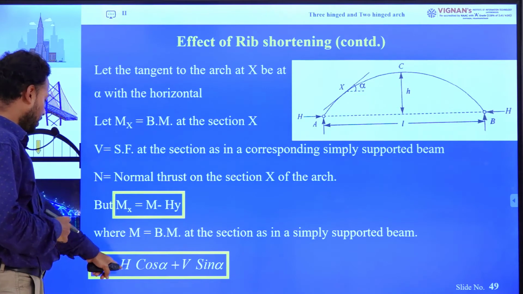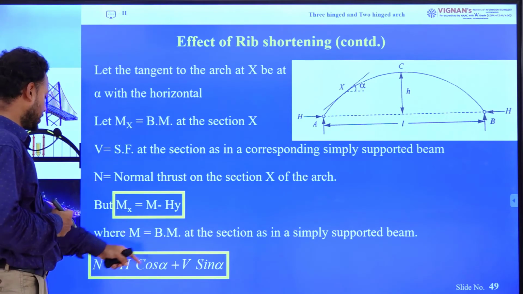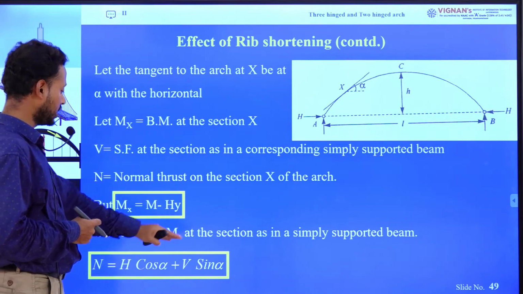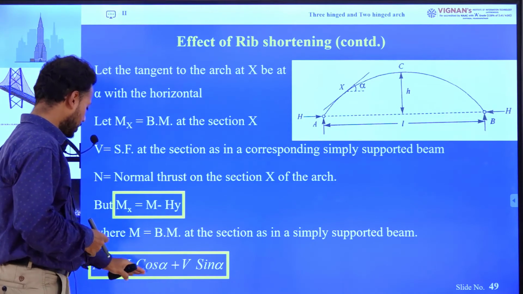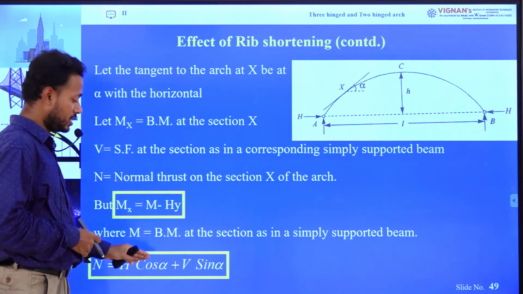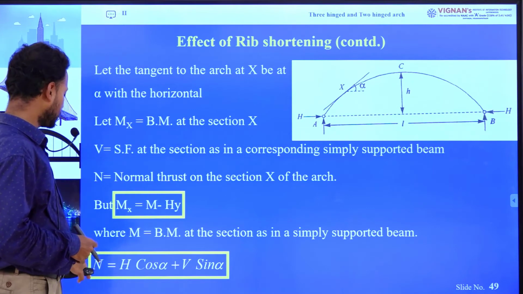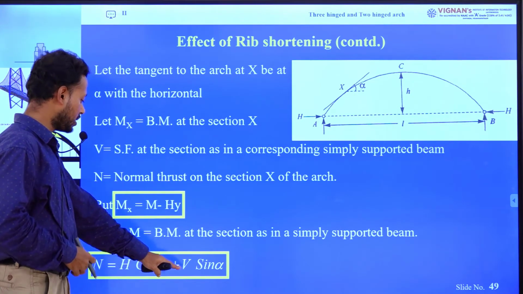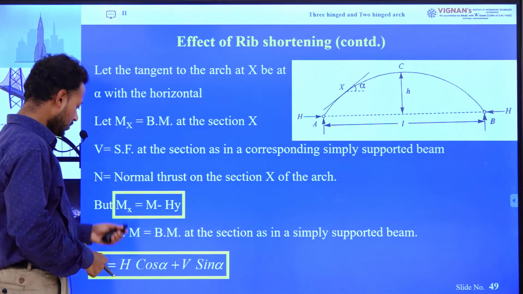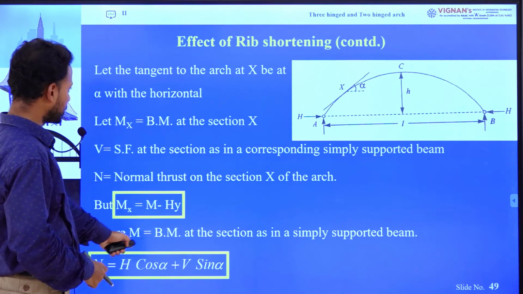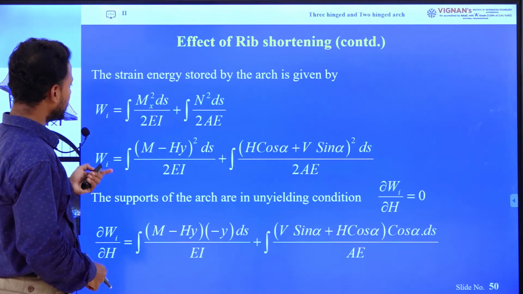Here N is H cos theta plus V sin theta, or N equals H cos theta plus V sin theta, whatever you say. This expression we have already determined, that is, normal thrust equals H cos theta plus V sin theta. So this equation will be used in the next slide.